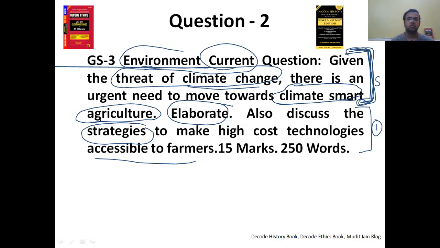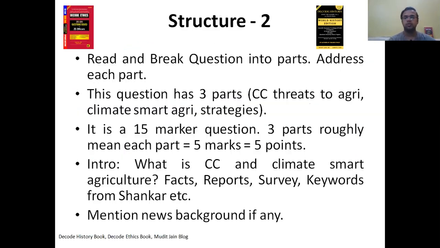So climate change must be having some threats to agriculture. You have to mention them and then write about, define climate smart agriculture, and then mention how climate smart agriculture will handle these threats, and then mention strategies of making high cost technologies accessible to farmer. So there are three parts in this question. We have identified three parts. It is a 15 marker question. We'll write 5 points each.